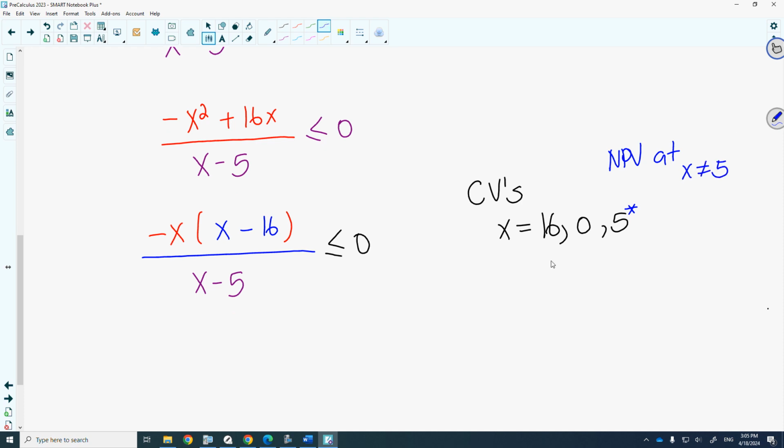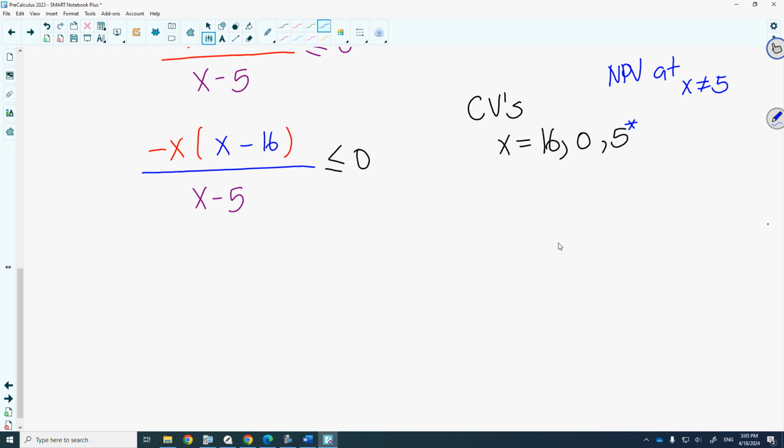Now put these numbers on a number line. So on a number line, we've got 0, we've got 5, and we've got 16. Five is a non-permissible. So put 5 like that. 0 and 16 are included in the solution because the inequality is less than or equal to. So this one is included, and this one is included.